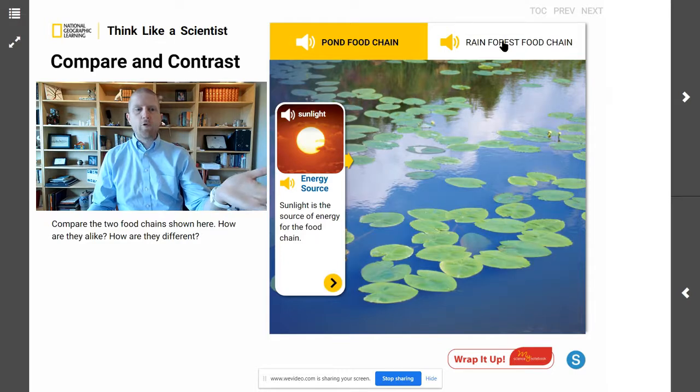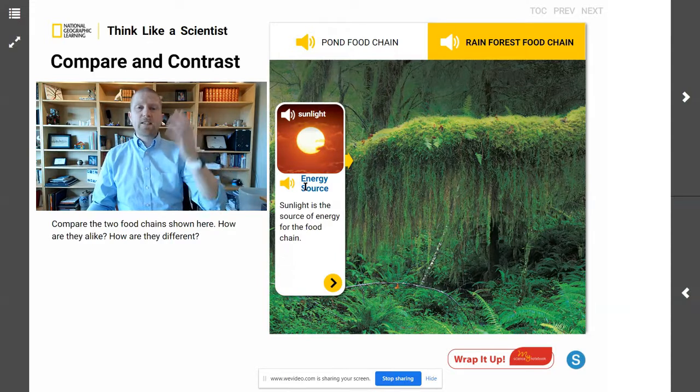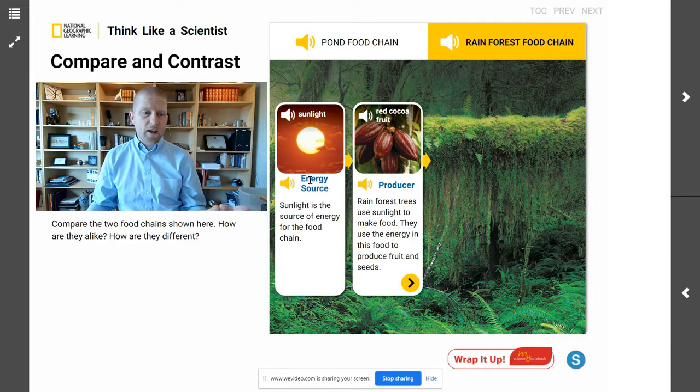All right, let's look at a rainforest food chain now. So again, sunlight is the source of energy for the food chain. So the energy starts from the sun. Then that sunlight is passed to a producer. So the red cocoa fruit. Rainforest trees use sunlight to make food. They use the energy in this food to produce fruit and seeds.